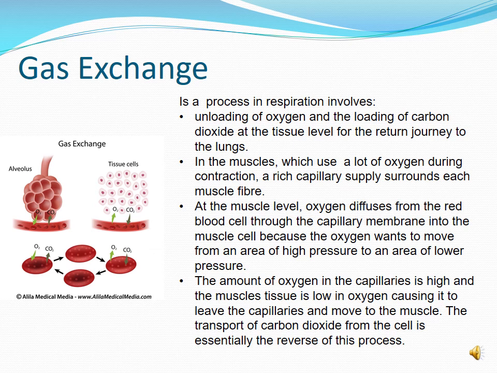In the muscle, which uses a lot of oxygen during contraction, there is a rich capillary supply, so that means a rich capillary bed. There's a great deal of capillaries surrounding each muscle fiber. At the muscle level, the oxygen diffuses from the red blood cell through the capillary membrane into the muscle cell. The oxygen is going to move from an area of high pressure or high concentration to an area of low pressure or low concentration. At the tissue cell, the amount of oxygen in the capillaries is high, and in the muscle tissues it's low, and that allows this movement. The transport of carbon dioxide is the reverse process. This all gets reversed at the lungs.